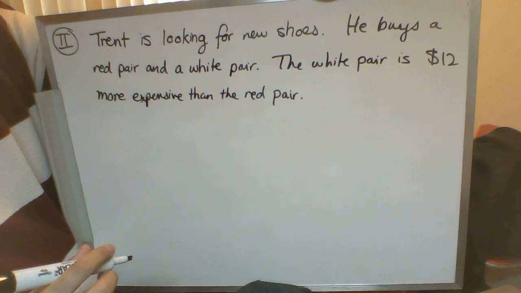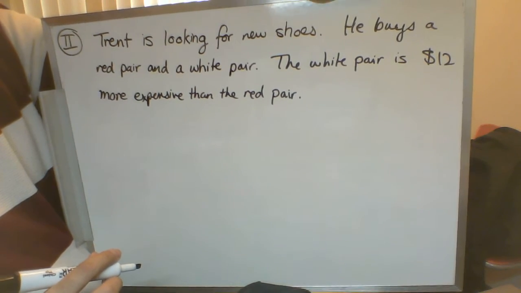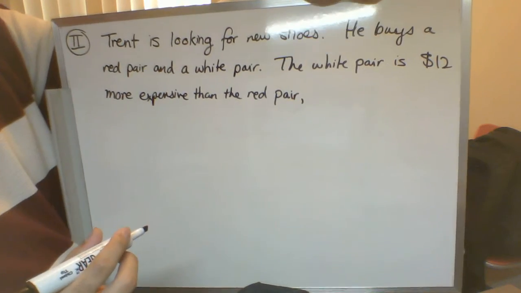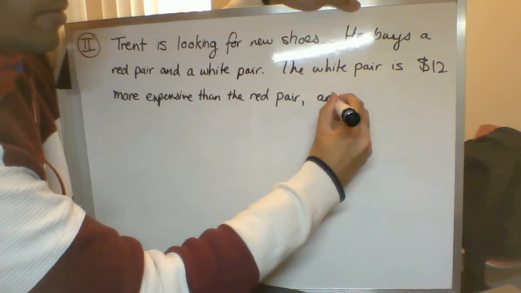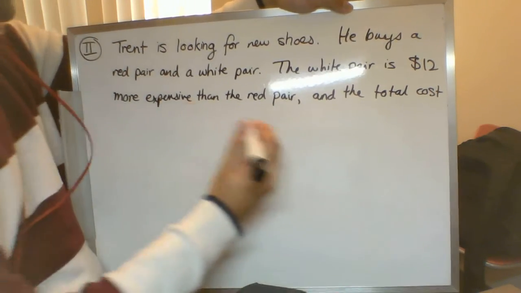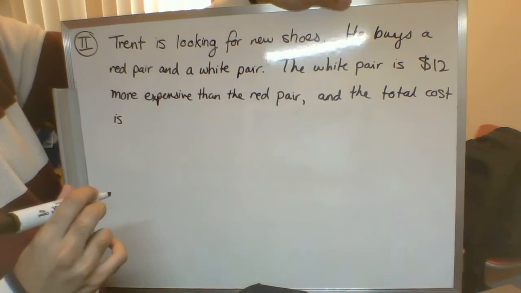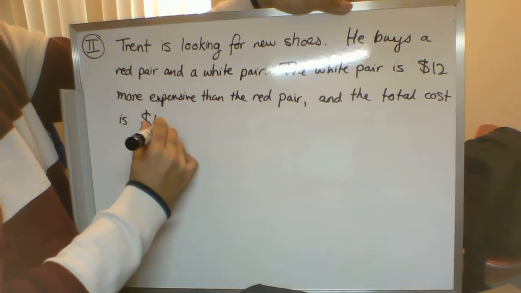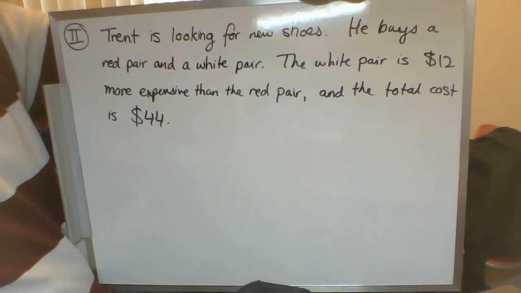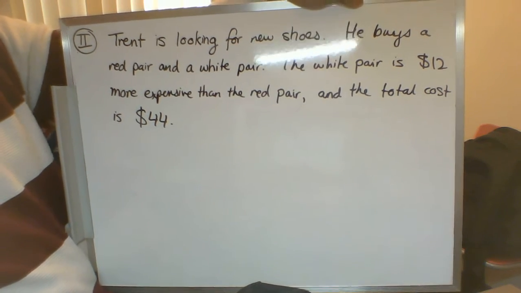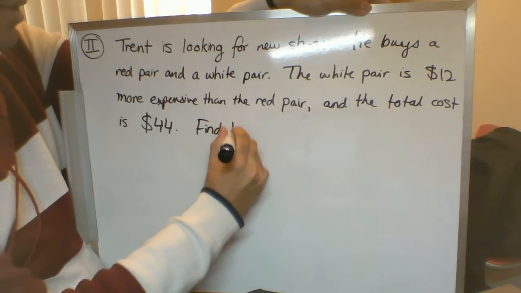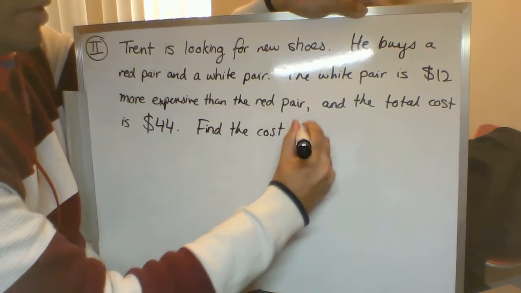Okay, so the white pair is $12 more expensive than the red pair, and the total cost, I'll put a comma there instead of a full stop, and the total cost is $44. Should have made that $66 for his jersey number, but that's okay. We'll keep it at 44. Find the cost of each pair of shoes.